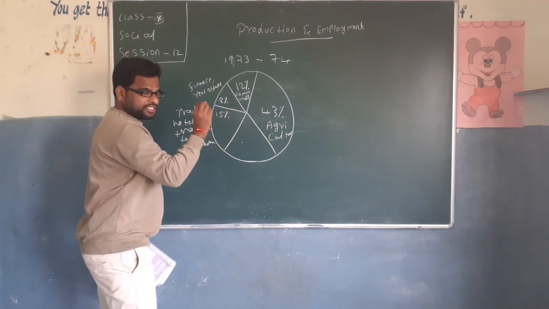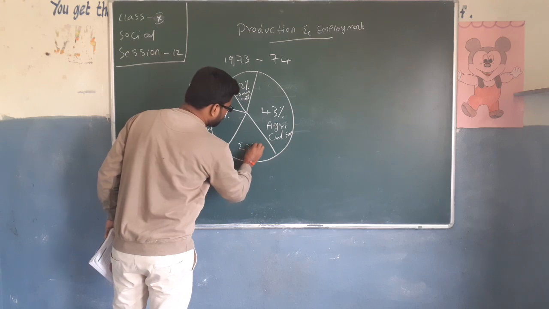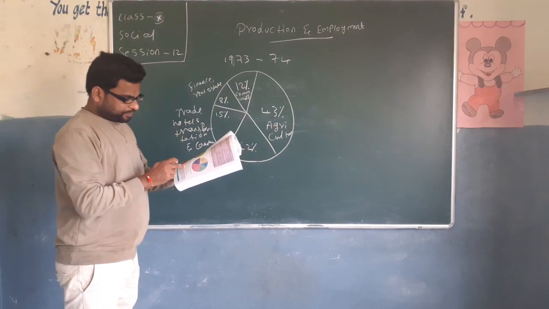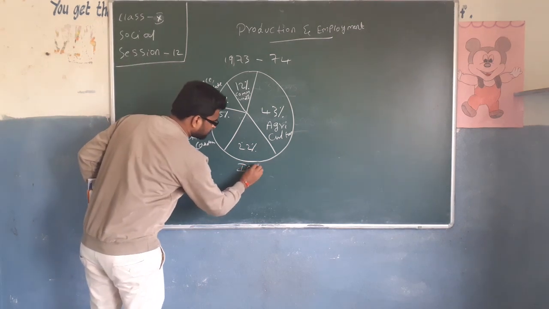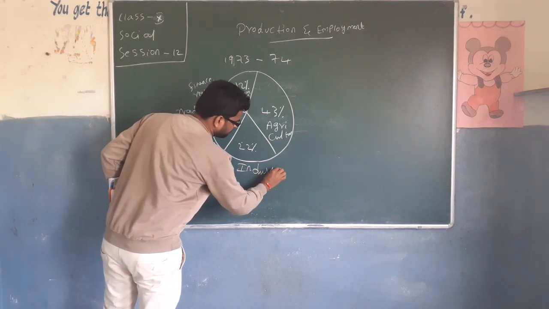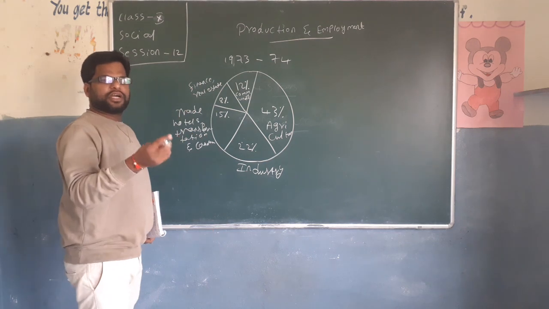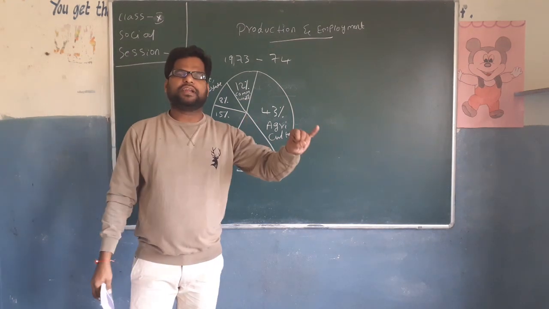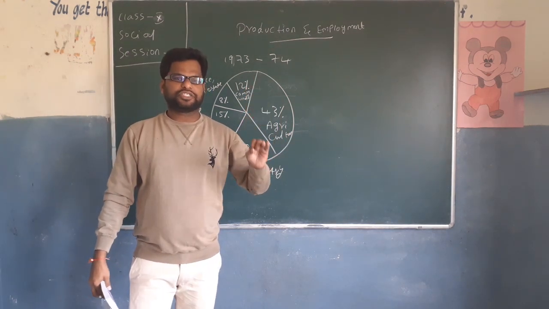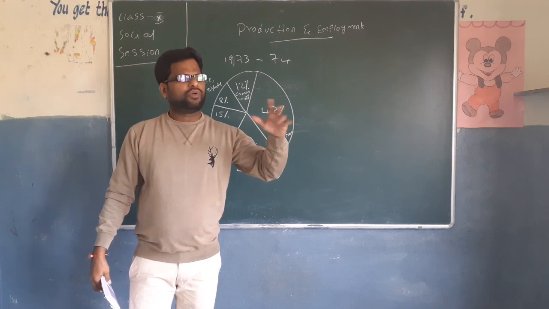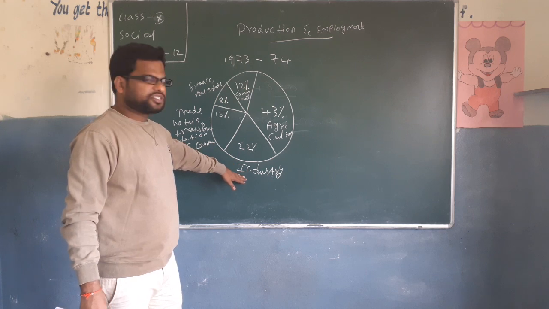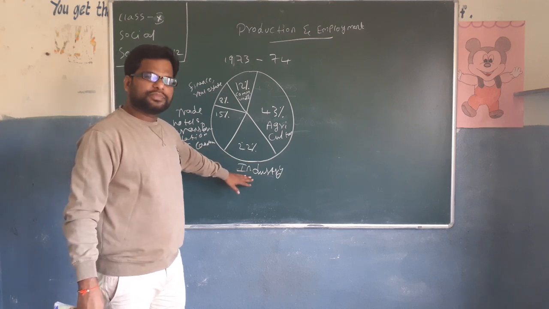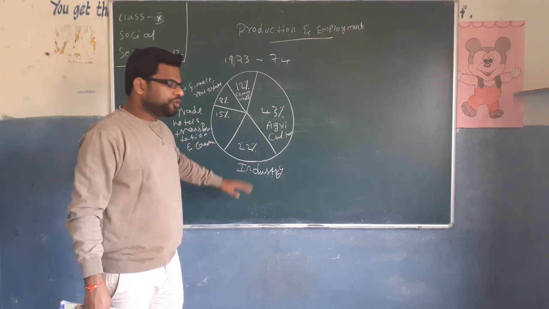And the rest is 22%, which is from industry. Industry is nothing but all the chemical factories, all the private organizations, all the manufacturing industries. All the companies come under this industry, and we are getting income from these industries, that is 22%.